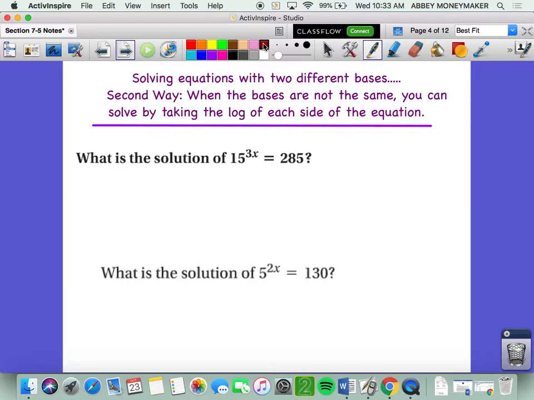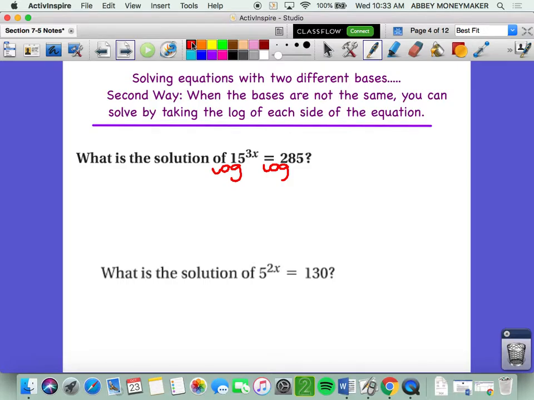So in these two examples here, are the exponent parts already by themselves? Yeah, they are. Okay. So I don't have to do any extra work right now. I can just go ahead and put a log in. So going back to our properties that we talked about yesterday, when I insert a log on both sides, because remember what you do to one side, you gotta do the other, okay? By putting a log in, what happens?